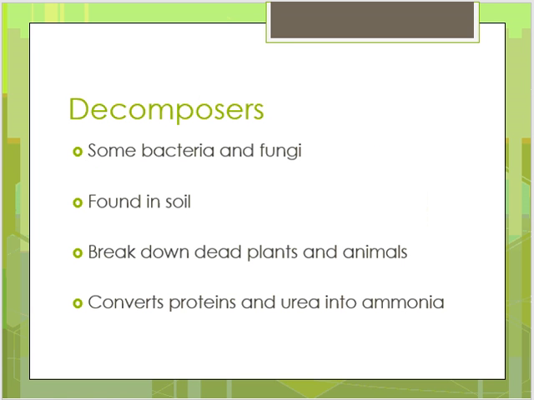Then we have decomposers, which are some bacteria and fungi. They're found in soil, and they break down dead plants and animals, which contain nitrogen. It converts proteins and urea into ammonia. Urea is just a waste product in plants and animals, and it turns it into ammonia, which is NH3. Again, just another form of nitrogen.